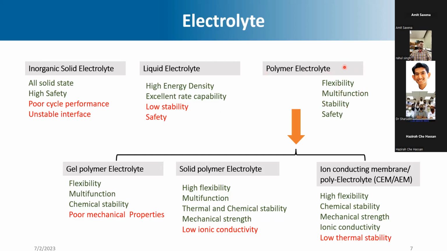Polymer electrolytes have been categorized into these three categories: gel polymer, solid polymer electrolyte, and polyelectrolyte. This is a polymer electrolyte, and this is a polyelectrolyte, an ion conducting membrane. This is another name for polyelectrolyte, and this is the topic of this presentation also, ion conducting membrane. So gel polymer electrolytes are flexible, multifunctional, and chemically stable.